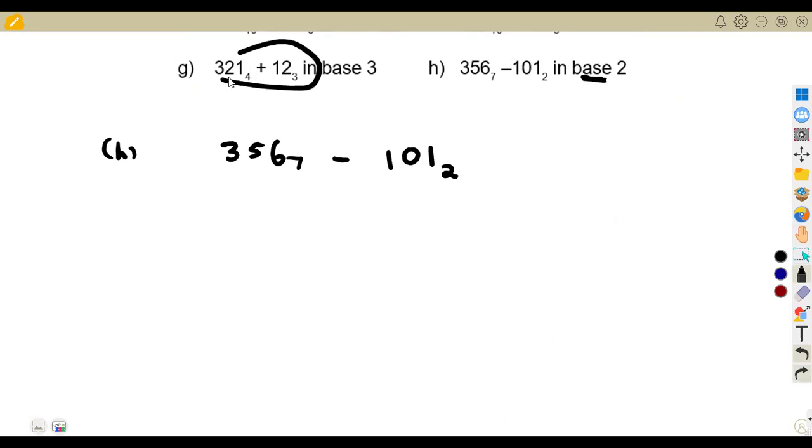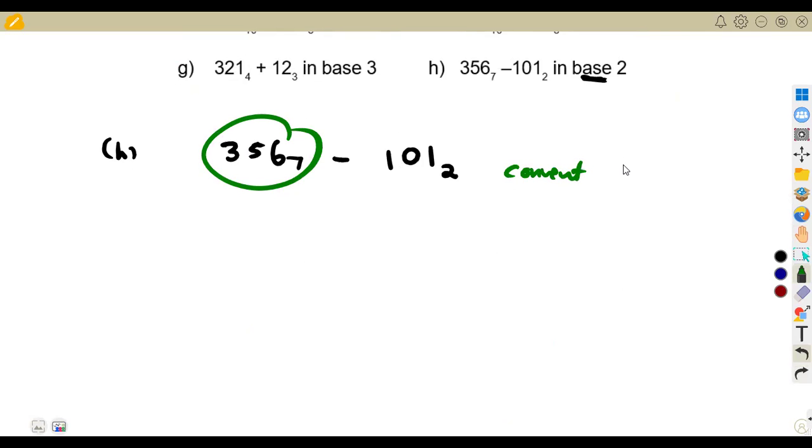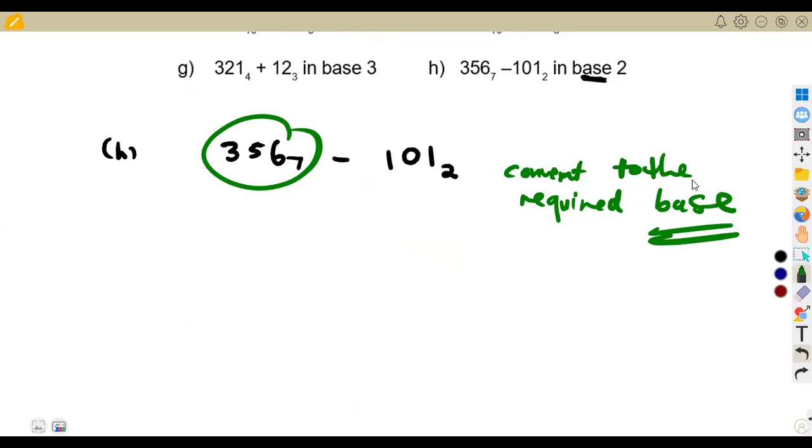Remember this one, we have to work it in base 10. So for the sake of revision, let us convert to the required base. What is the required base? Convert to the required base. So the question is, what is the required base? The required base is 2. So this must be in base 2.